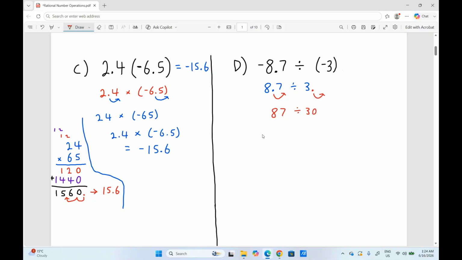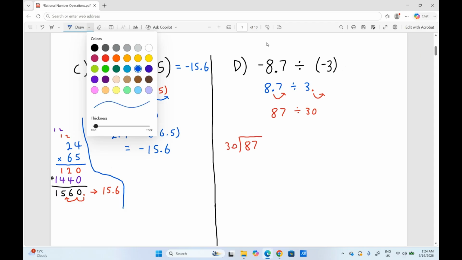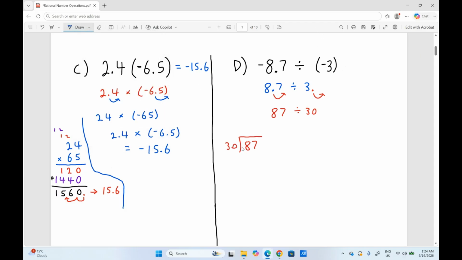Okay, now I just compute this division here, where I have 87 being divided by 30. So in this case, 30 goes into 8 0 times. So then I'm going to get a remainder of 8. I bring down the 7. 30 goes into 87 2 times, because 30 times 2 is 60. I subtract that, I get a remainder of 27.